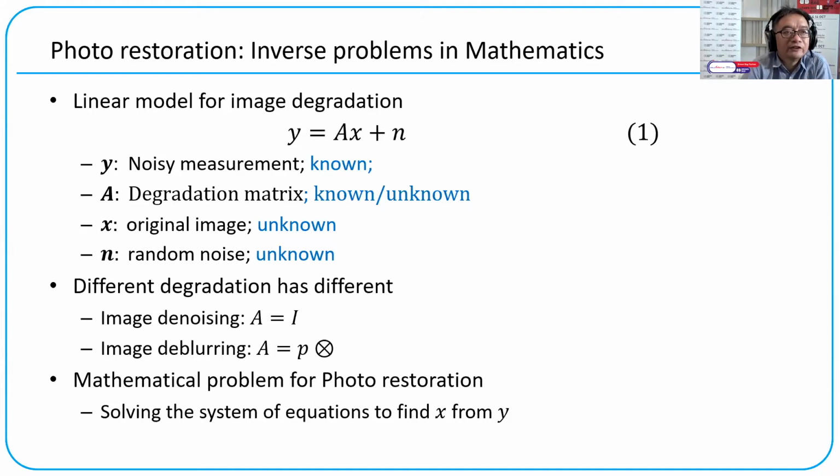And different degradations correspond to different degradation matrices. For instance, in denoising, A is the identity matrix. In blurring, it's convolution. So eventually, all these problems can be described as how I can solve these linear equations. And I think you have learned a lot about how to solve linear equations since secondary school. But here, again, they are the same problem, but they have different properties.